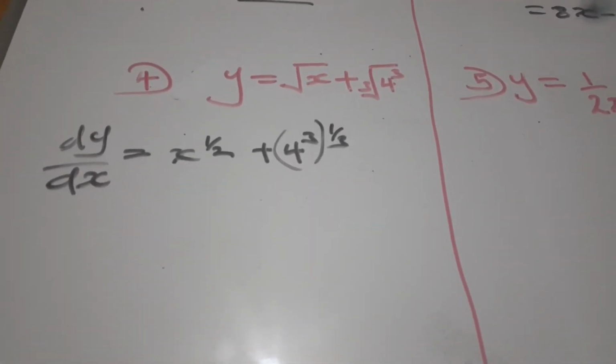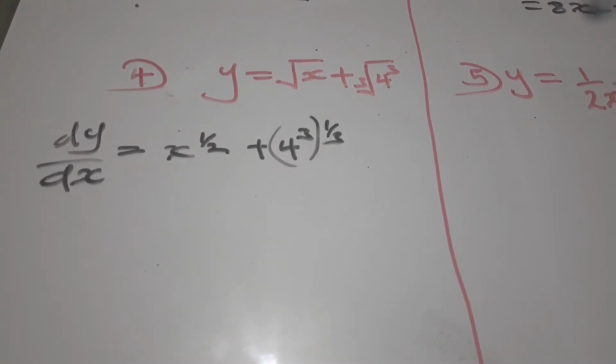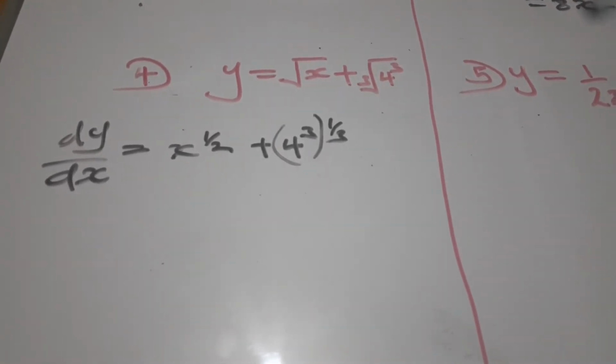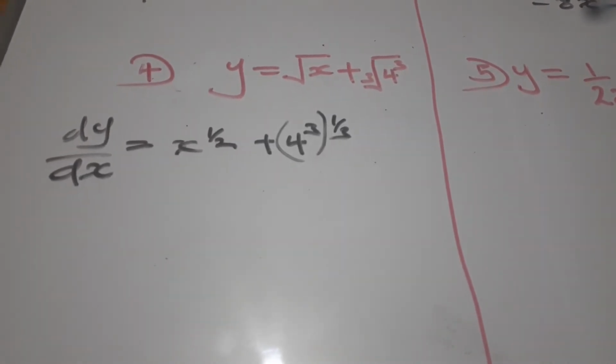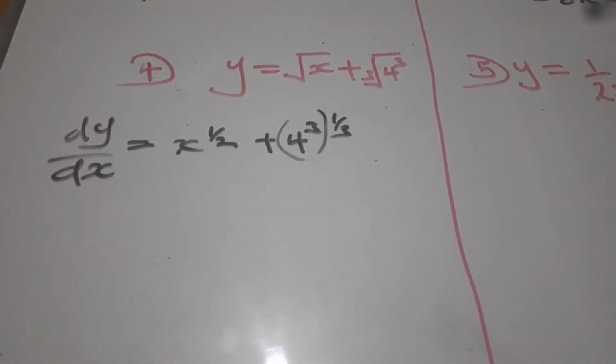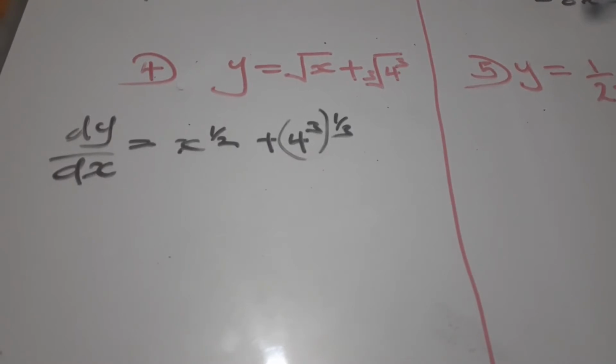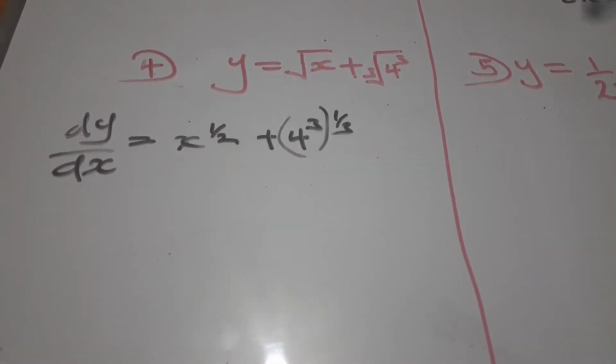You have it like that. So a root becomes a fraction. If it's square root, it's a half. If it's third root, it's a third. If it's fourth root of that number, it is 1 over 4 of that.